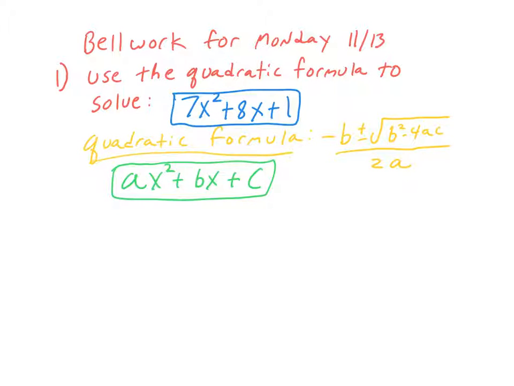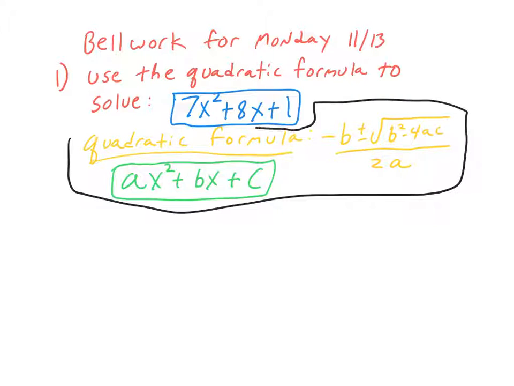This is bell work for Monday, November 13th. On number 1, it's asking us to use the quadratic formula to solve 7x squared plus 8x plus 1. And here I've written down the quadratic formula and how to use it in case you've forgotten. So what we do is we just plug in the numbers into the formula and we get an answer.